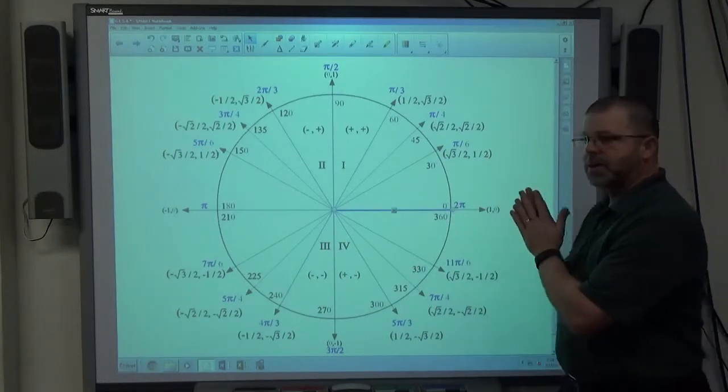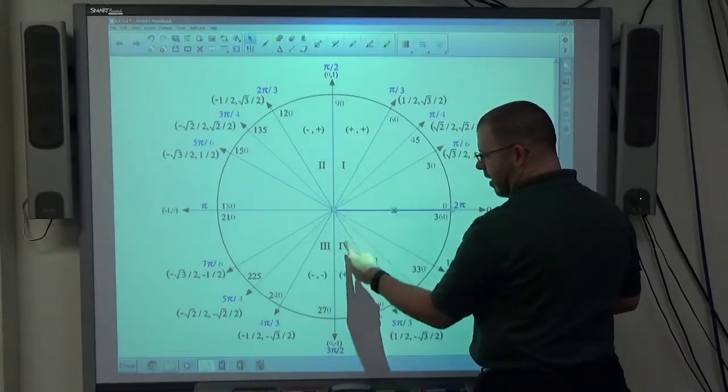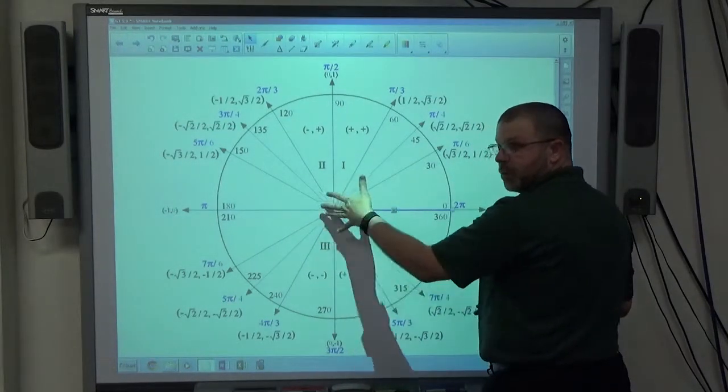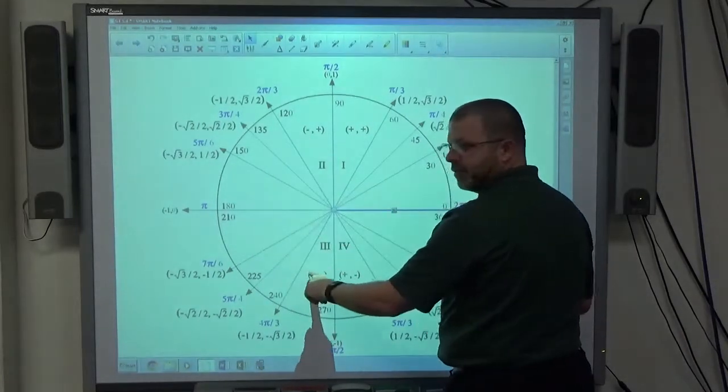Looking at this picture based on cosine, notice in the first and fourth quadrants, cosine is positive because we're going to the right. The second and third quadrants are going left, so cosines are negative.